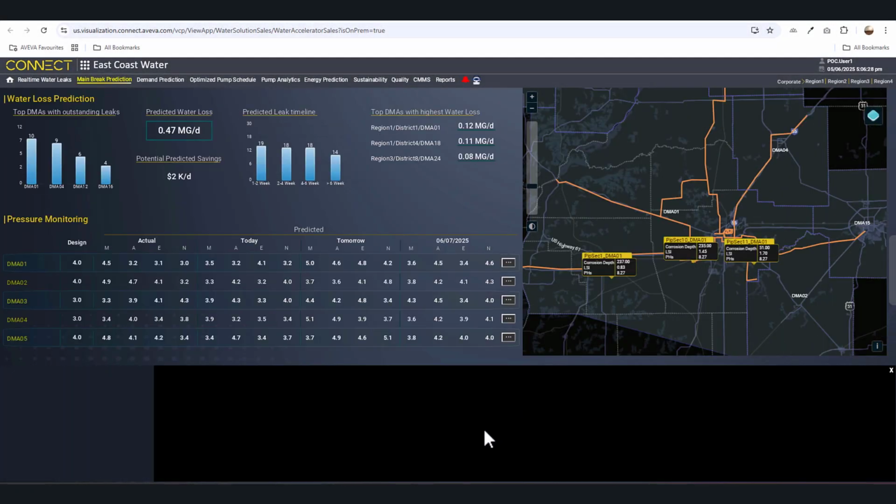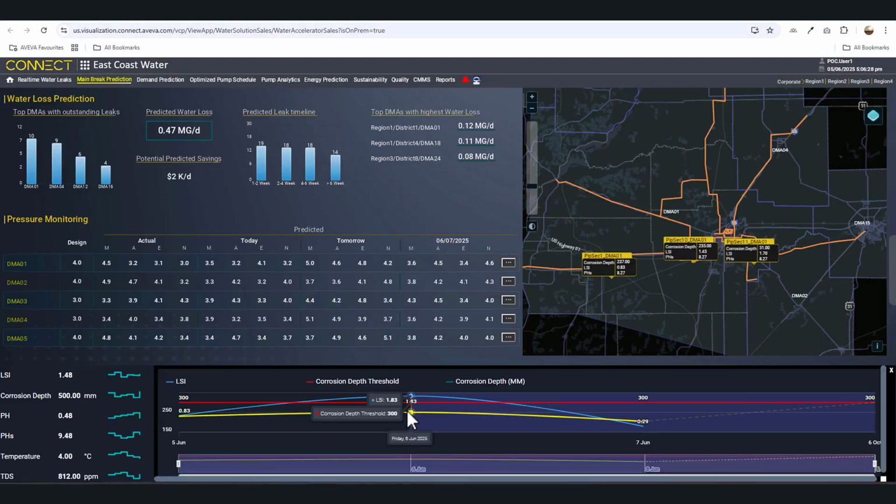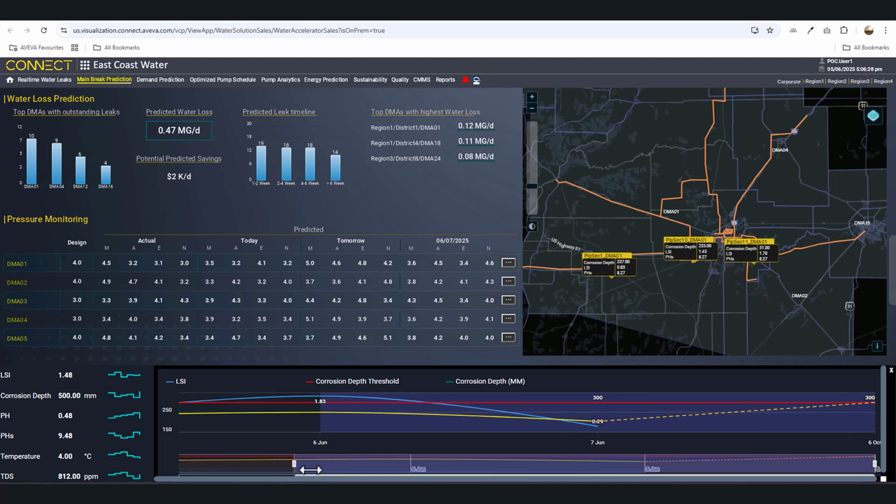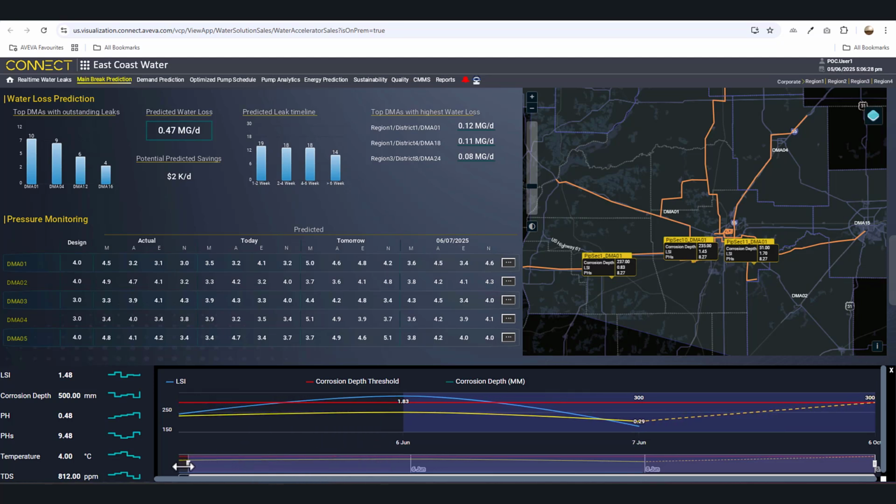Here, we are forecasting potential main breaks due to corrosion using advanced analytics on real-time data to identify issues. The view offers trends on corrosion depth from past measurements and future predictions, pressure and flow variances, indicating potential failures.